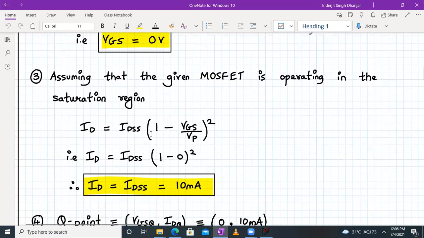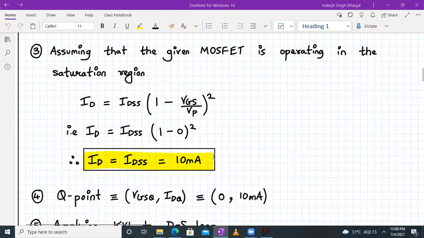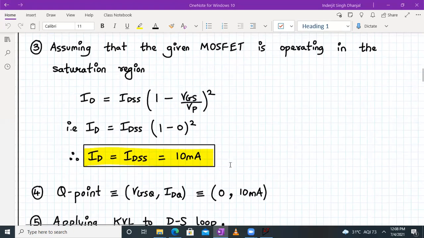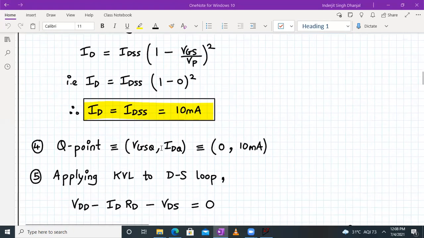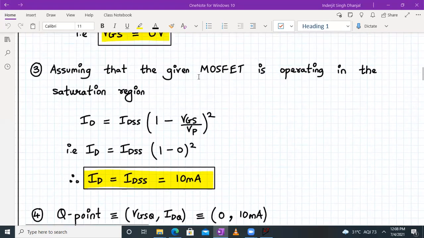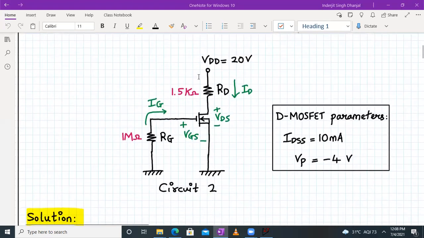So ID will be given by IDSS into (1 minus VGS upon VP) the whole square. Since the VGS value is 0, we will write ID is equal to IDSS into 1 square. That means ID will be equal to IDSS, which is 10 milliamperes. So our Q point will be VGS comma IDQ, which is 0 comma 10 milliamperes. Now we apply the KVL to the drain source loop.